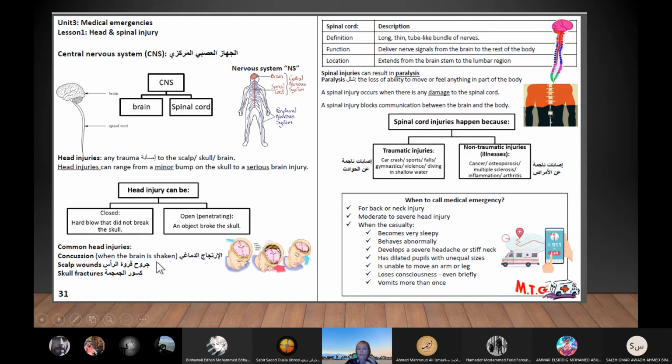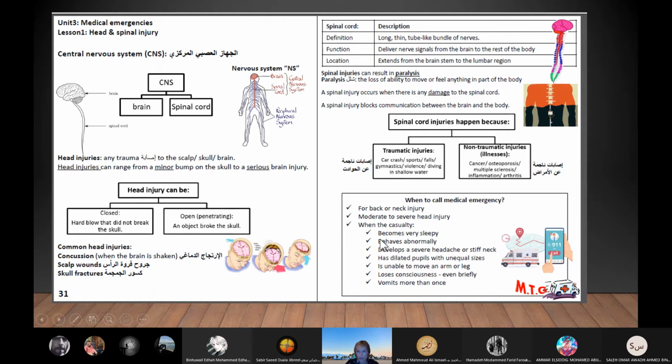Okay, so the common head injuries we know of are concussion. So that means that the brain is shaken, okay, and you might feel dizzy. And then you might have a scalp wound, so you actually have a cut, but it's only the skin, and you may actually have a skull fracture. So that would be an open head injury.